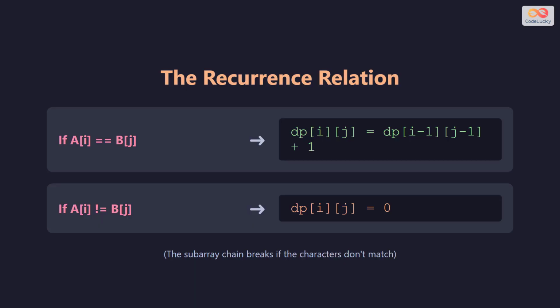Now for the logic. If the element in array A at index i matches the element in array B at index j, we look at the previous diagonal neighbor and add 1. This means we are extending the match. If the elements do not match, the common subarray ending at this specific point is 0.